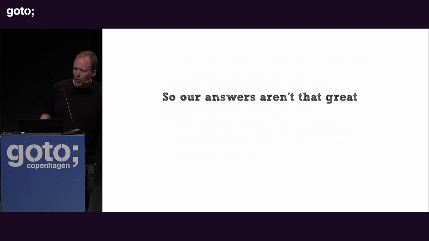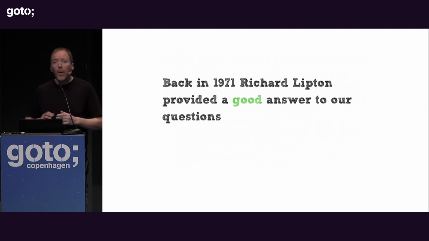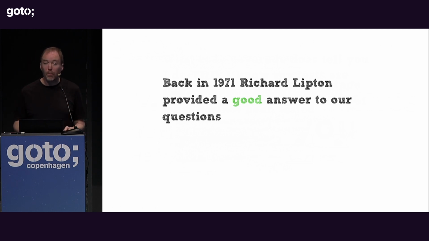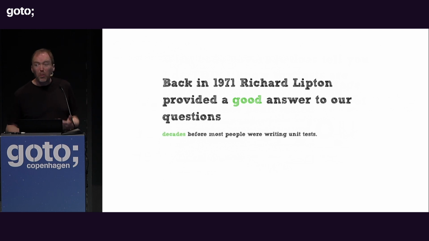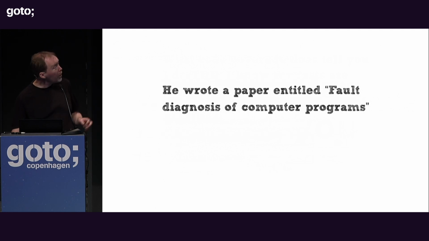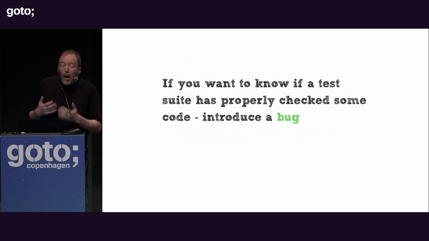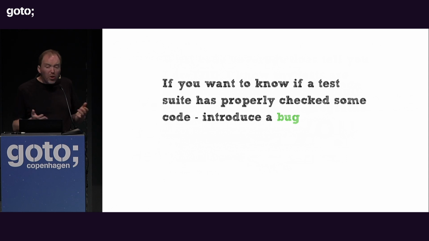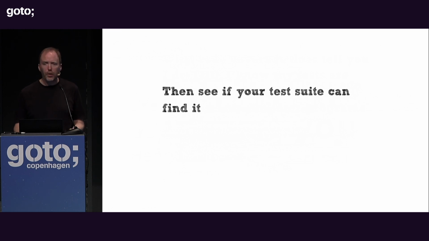So these answers, they're not that great. Now, way back in 1971, a student called Richard Lipton came up with a much better answer to these questions. This is actually decades before most people were writing unit tests, at least as we understand them today. So he wrote a student paper entitled Fault Diagnosis of Computer Programs. And it contained a very simple idea, which was, if you want to know if your test suite tests some code, introduce a bug, and then see if your test suite can find it.